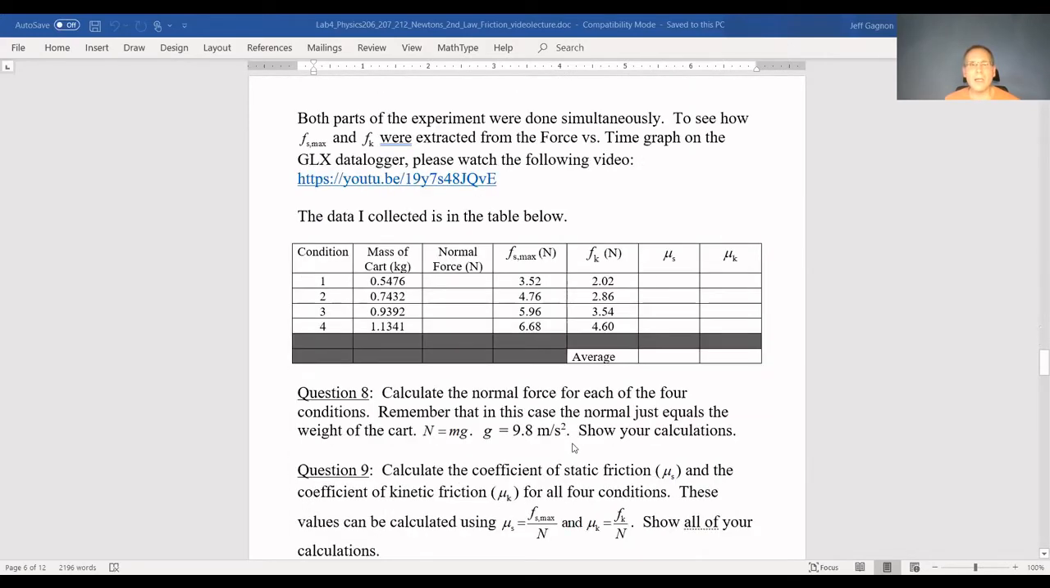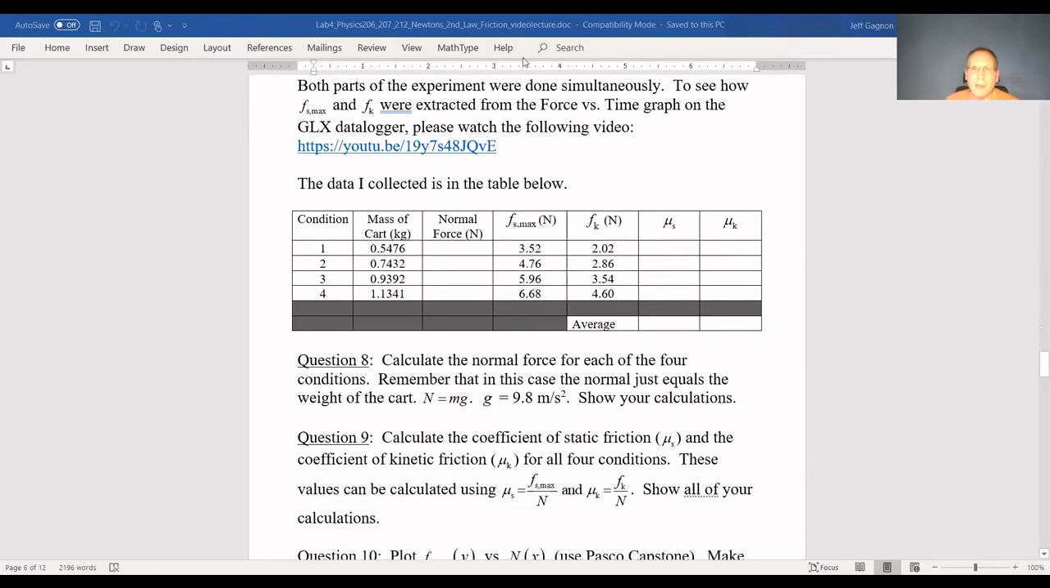Okay, let me go back to the iPad for a second to show you what this graph looks like. You can also look at that video. If you look at the second video here, that's where I analyze Fs max and Fk from the graph of force versus time. But let me just show you this quickly on the iPad.